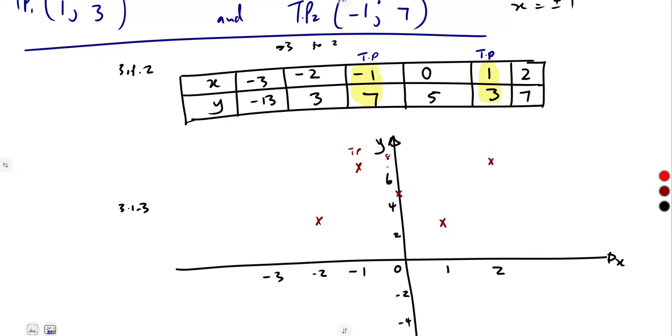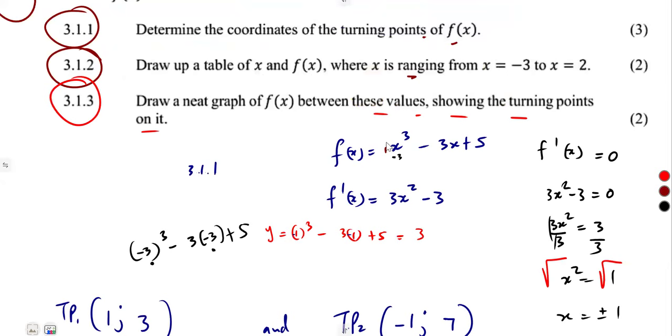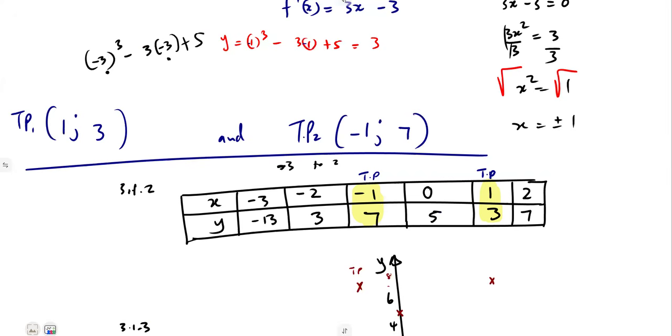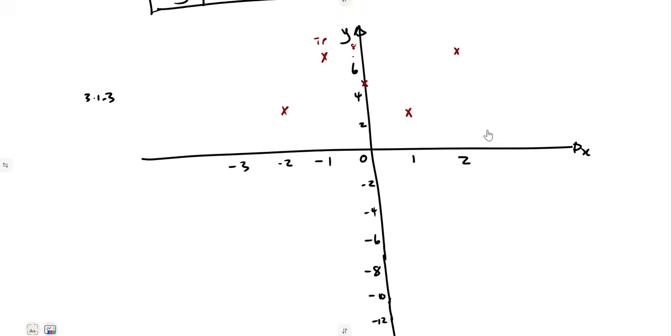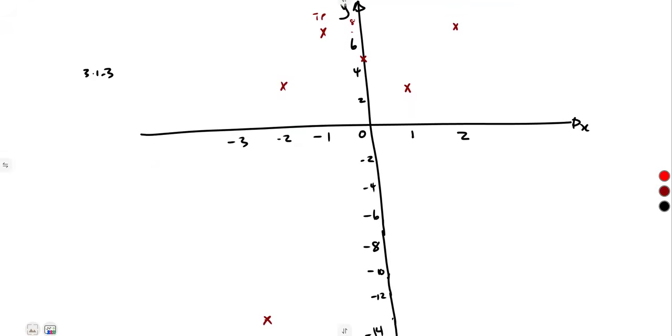So remember, it's a cubic function, and here the coefficient of x cubed is 1. That's positive, so A is greater than 0, and you're going to have a shape like this, increasing up. That is the shape you're going to have. But remember, we have a turning point here, and this one is a turning point too. So our graph is going to be like this.